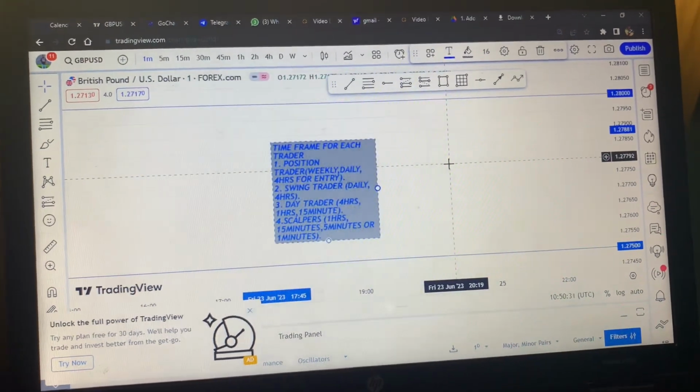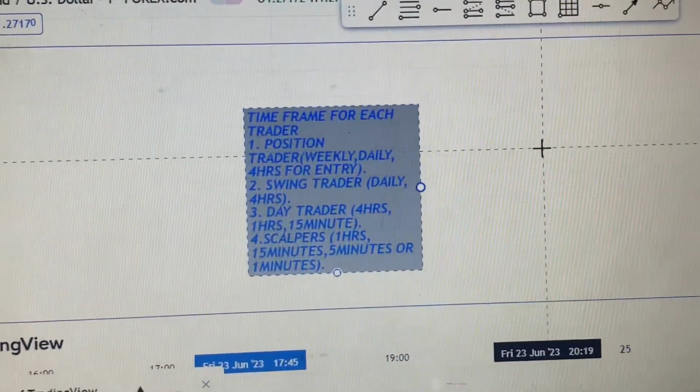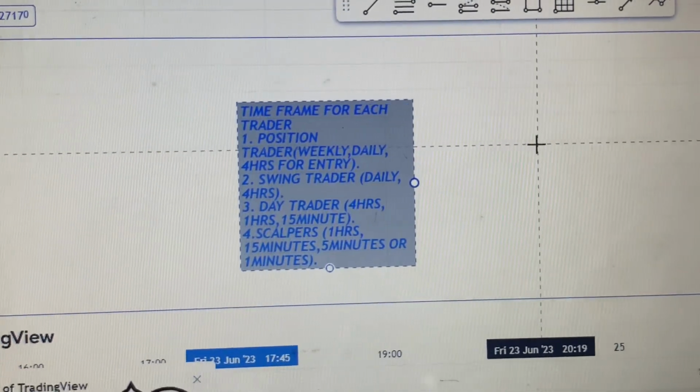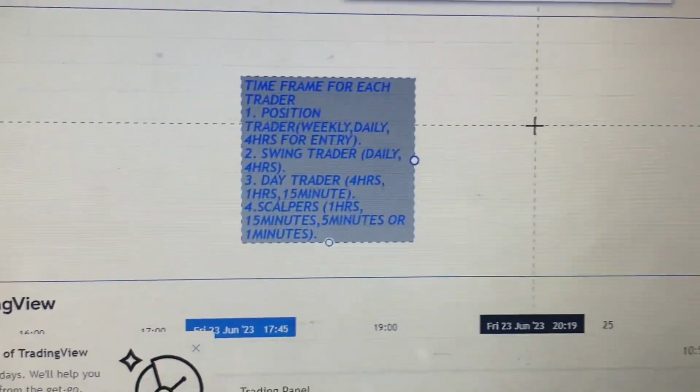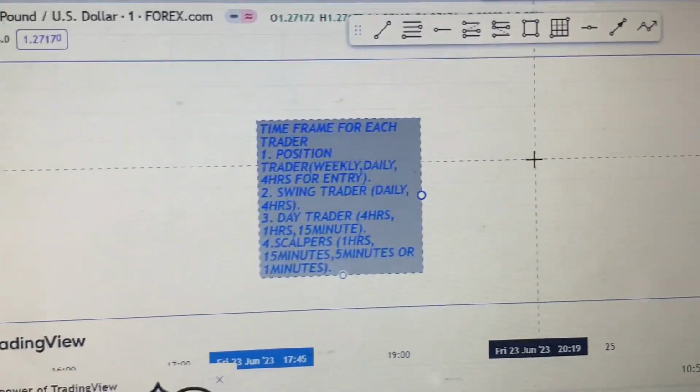Okay guys, this is your added bonus for sticking to the end of this video. So this is the time frame for each trader, so you can actually know what to do in the market and how to go about it.